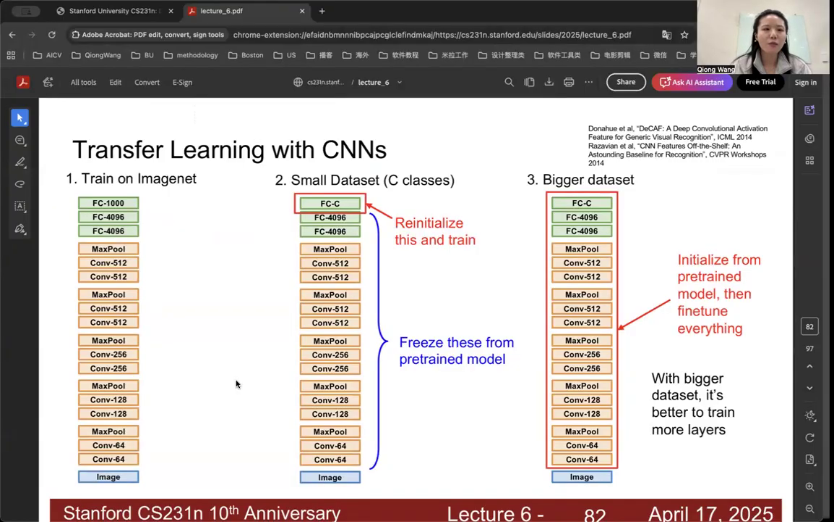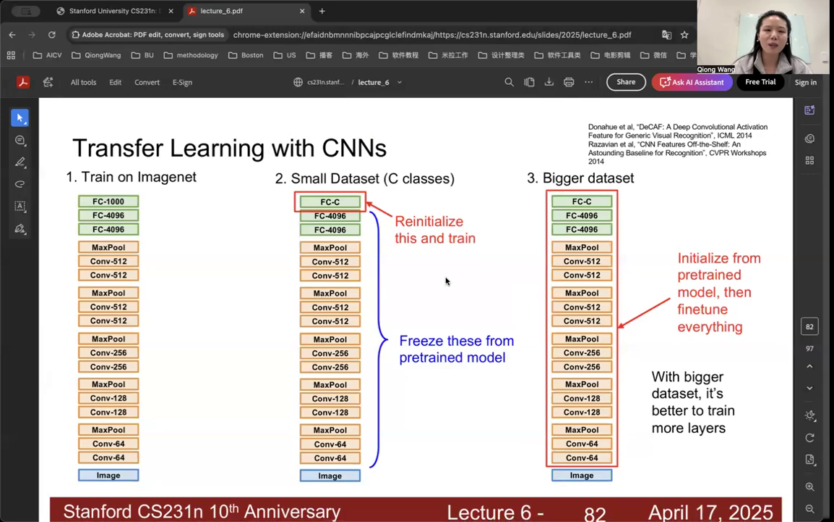There are different ways to do transfer learning. One is for a small data set. For a small data set, we need to freeze some layers from the pre-trained model and only reinitialize the last layer of the fully connected layers for training. And if the data is bigger, and we can initialize from the pre-trained models, then we fine-tune everything. With a bigger data set, it's better to train more layers.